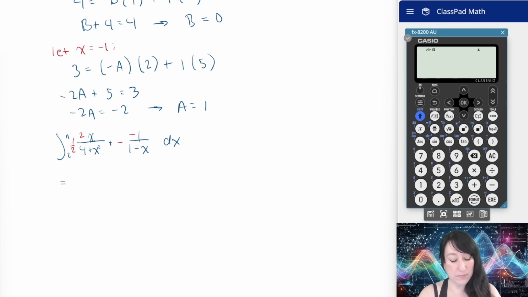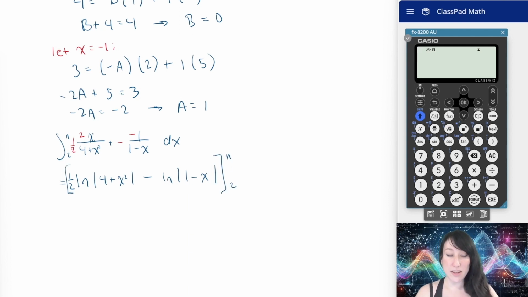So this will be ln of the absolute value of 4 plus x squared with a 1/2 in front, minus ln of the absolute value of 1 minus x. And we're going from 2 to n. Now since x starts at 2, we don't technically need those absolute values.